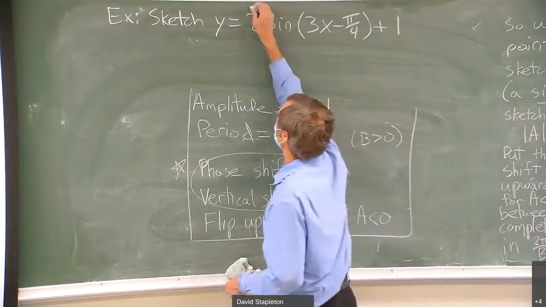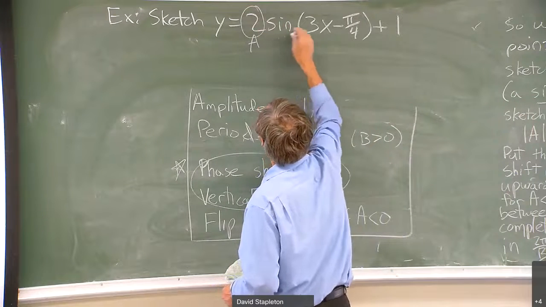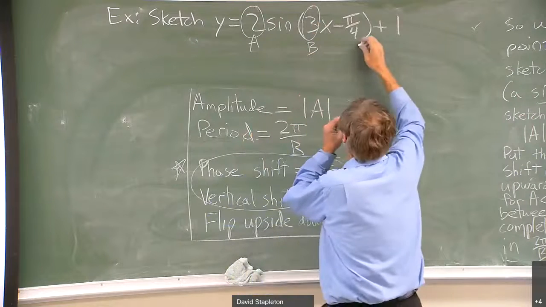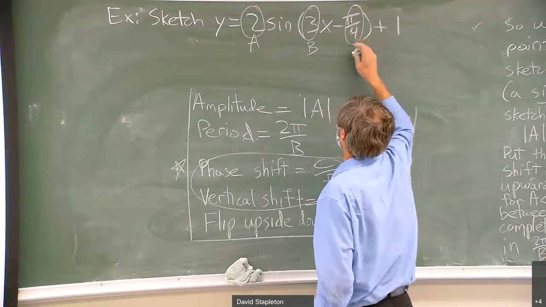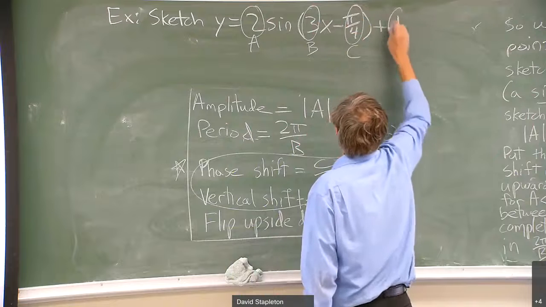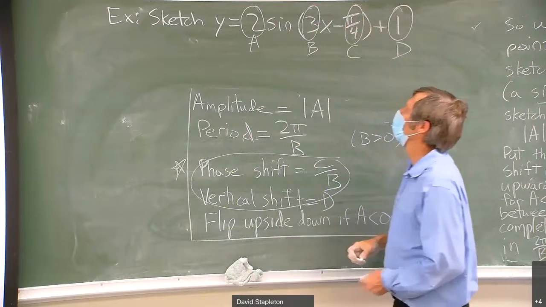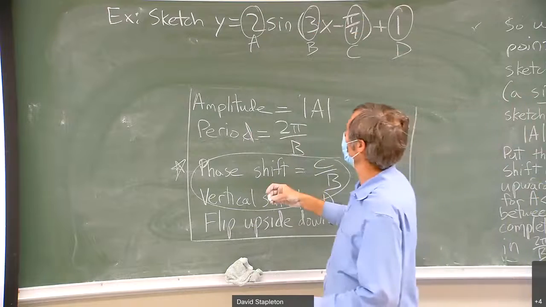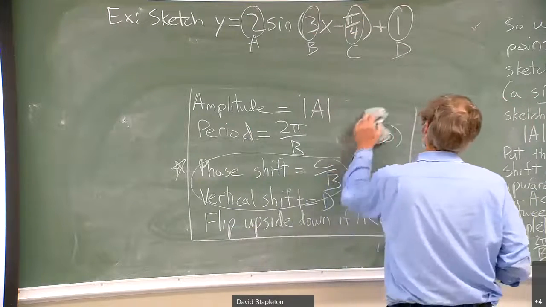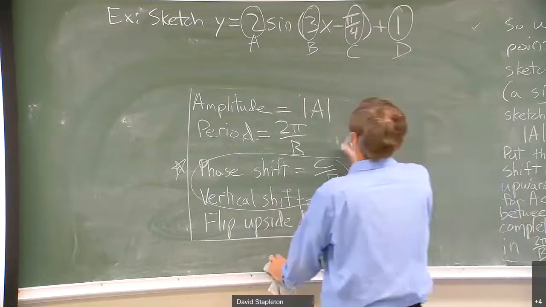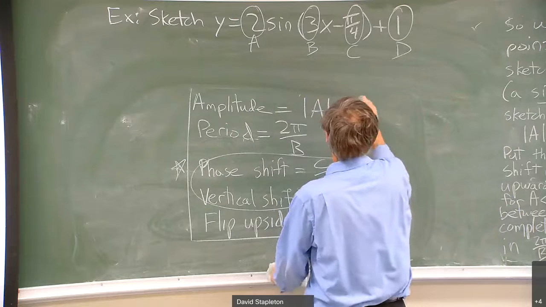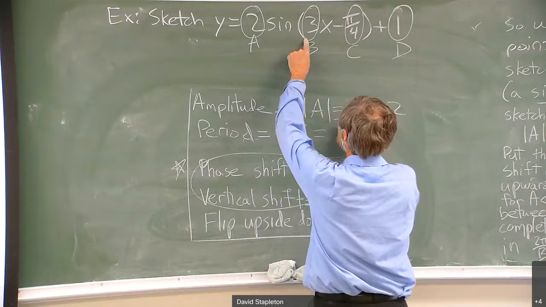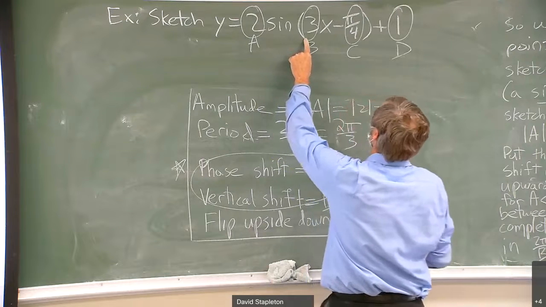So whatever multiplies the sine function, I call a. Whatever multiplies x, I call b, and I check that it's positive. Whatever's subtracted here, not added, but subtracted, is c. And whatever's added out here is d. Well, I pick off the 4 letters visually, and then I compute these 5 things, excuse me. I compute the amplitude: absolute value of a is absolute value of 2, which is 2 in this case. The period is 2 pi over b, which is 2 pi over 3.